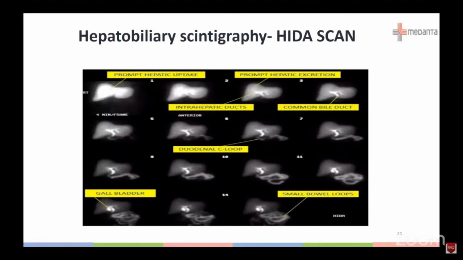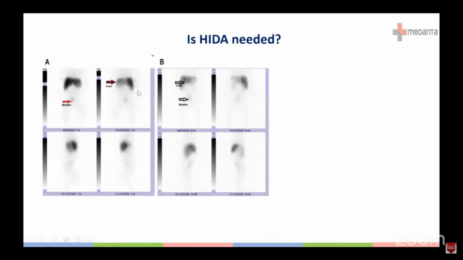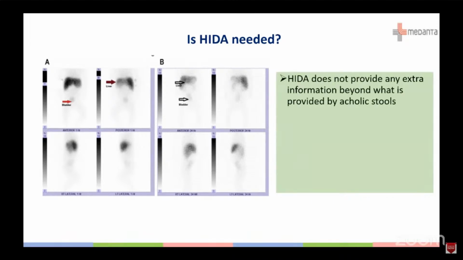But in our case, the HIDA was non-excretory, like we can see. Though there is hepatic uptake, there is no uptake or excretion seen in the duodenum or gallbladder. So this is a non-excretory HIDA scan in our case, which is again suggestive of biliary atresia. The HIDA scan does not basically provide any extra information beyond what is provided by an alcoholic stool. It just tells that the dye is not being extruded through the bile ducts, and the alcoholic stool also indicates the same thing.